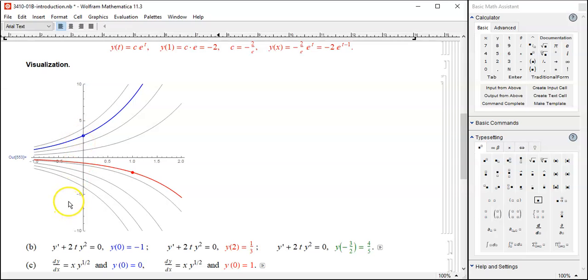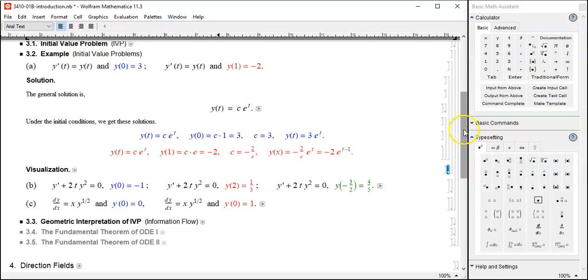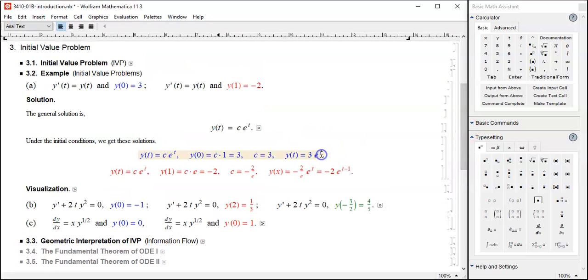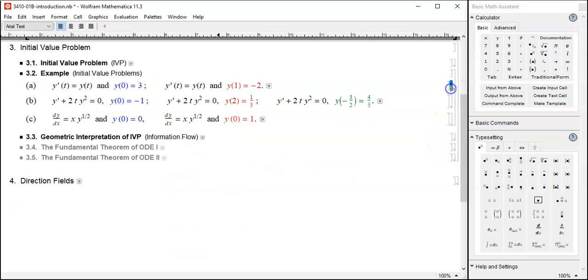There are infinitely many curves because the family of solutions, or the general solution, is infinite. But among those, we can select specific solutions given by initial conditions. In both of these instances, each initial value problem had a unique solution. Blue had its own solution, red has its own solution, and the visualization confirmed those.